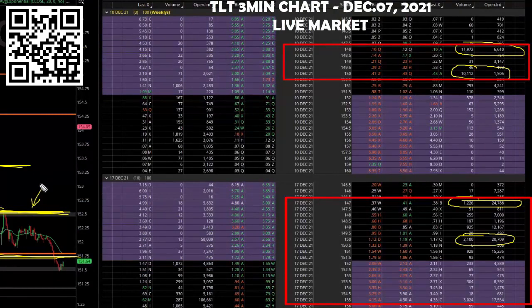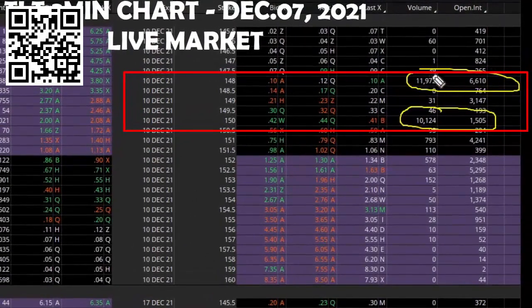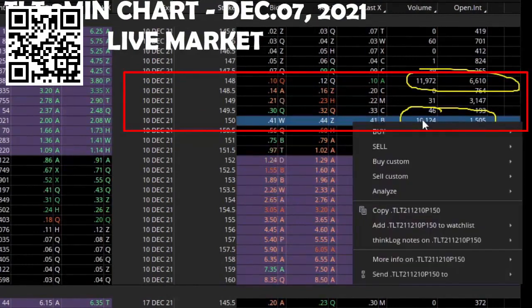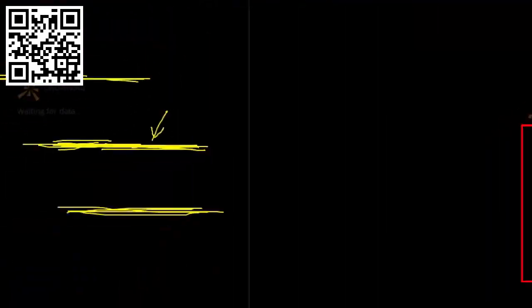What do we say? First supply zone, it was rejected. Second, making lower lows, lower highs, lower lows. Then we have this zone here that was once a support. Watch out, whoa, big volume on options. Amazing. Did you see this? Puts 150, puts 148 right now, 10,000 contracts. Whoa, sick. Puts 150, let's go into the chart.